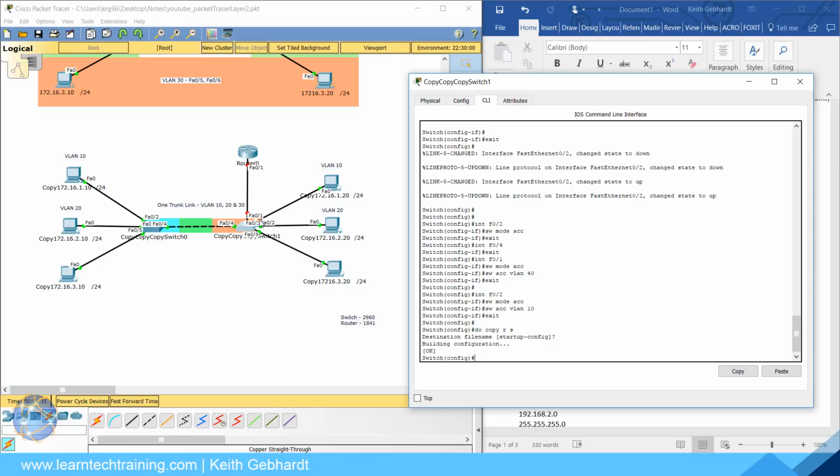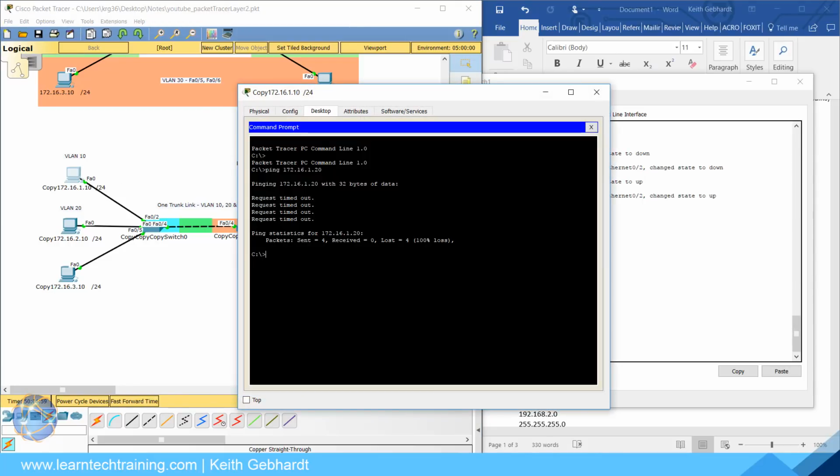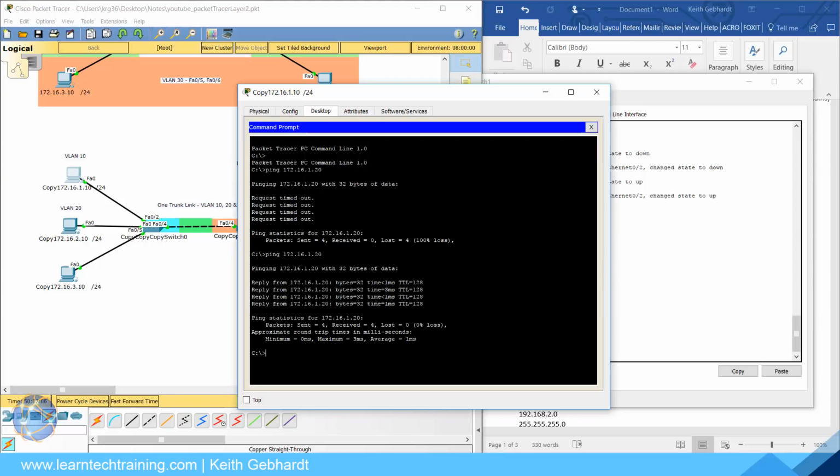Now, once spanning tree comes back up, remember, spanning tree is going to take a few seconds. Once that comes back up, we will be able to communicate. Fast forward, go to this computer. We'll use the same computer. Command prompt. All I'm going to do is hit the up arrow, 1.20. There we go, communication.